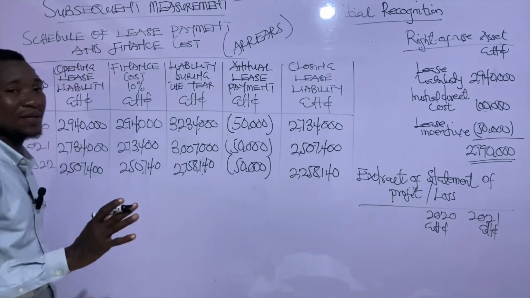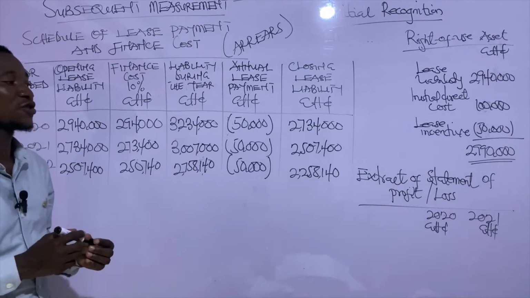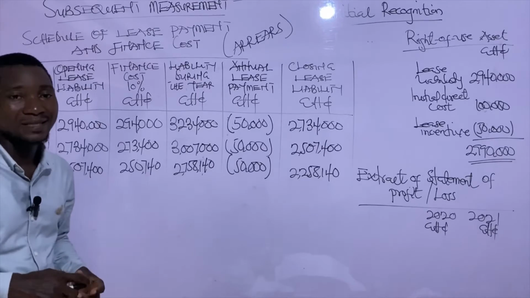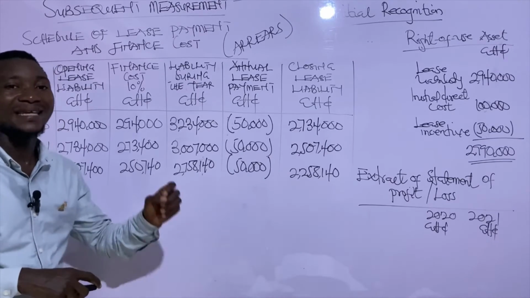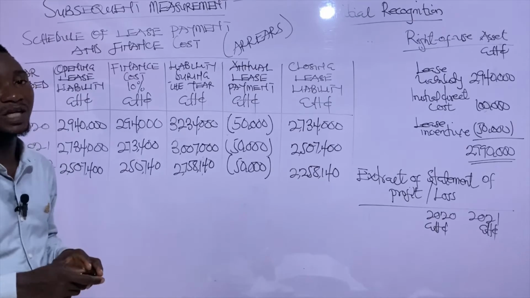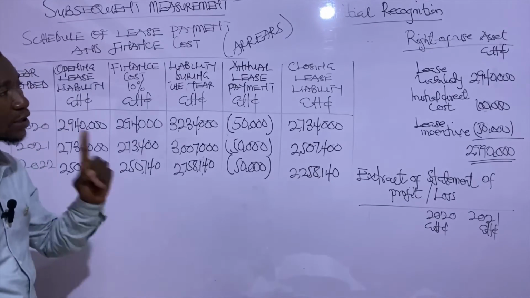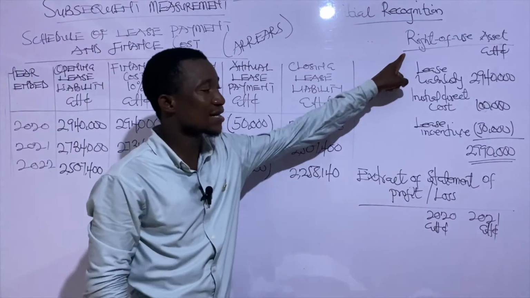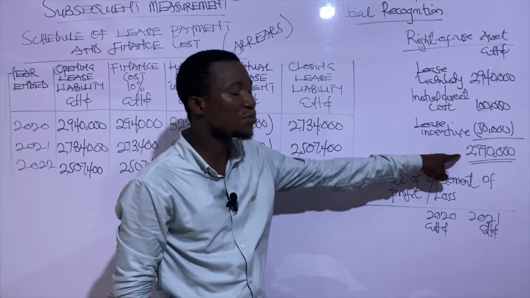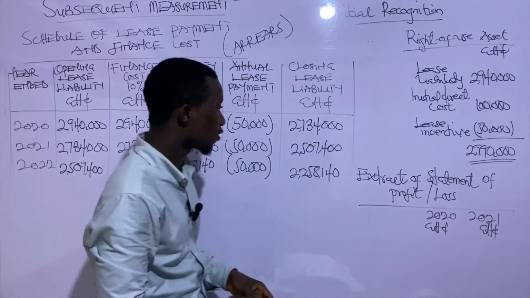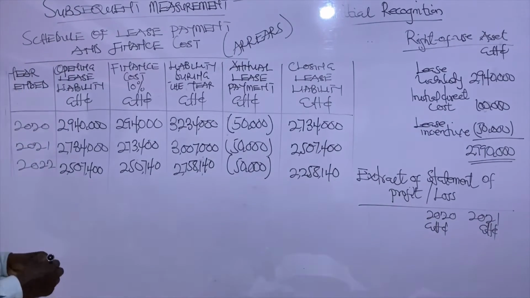The two items that will appear in the extract of statement of profit or loss, it is the finance cost and the depreciation charge, the annual depreciation charge for the period. Take note that this right of use asset is depreciable, so we have to depreciate it. So first of all, let's calculate the annual depreciation charge.